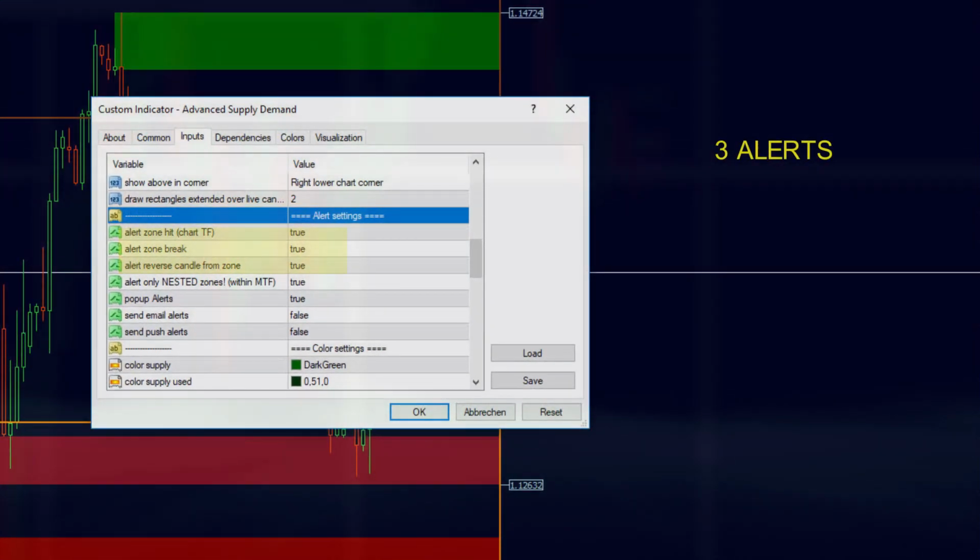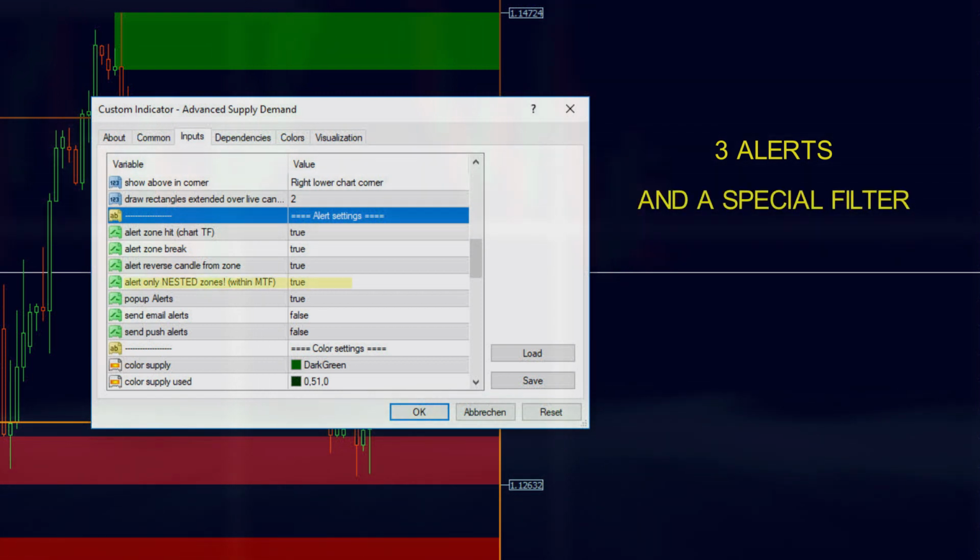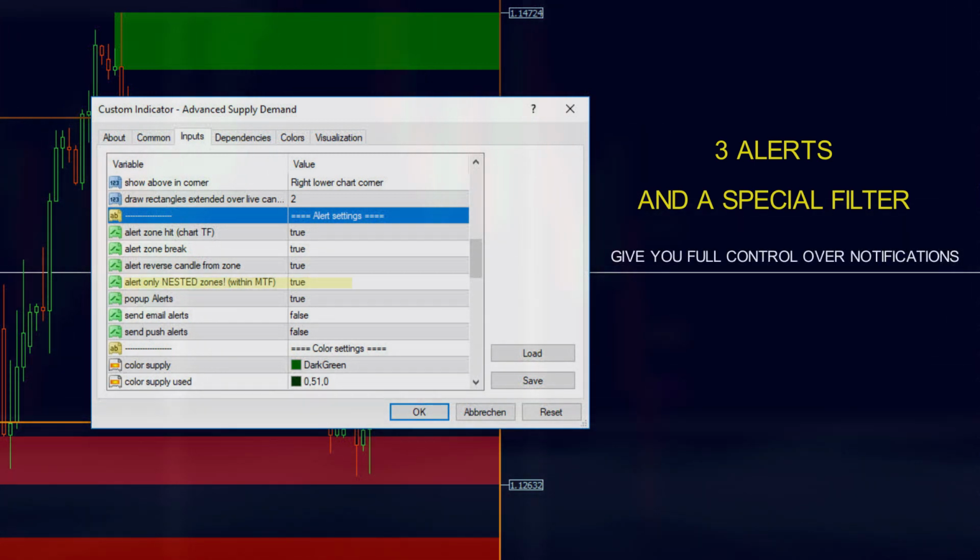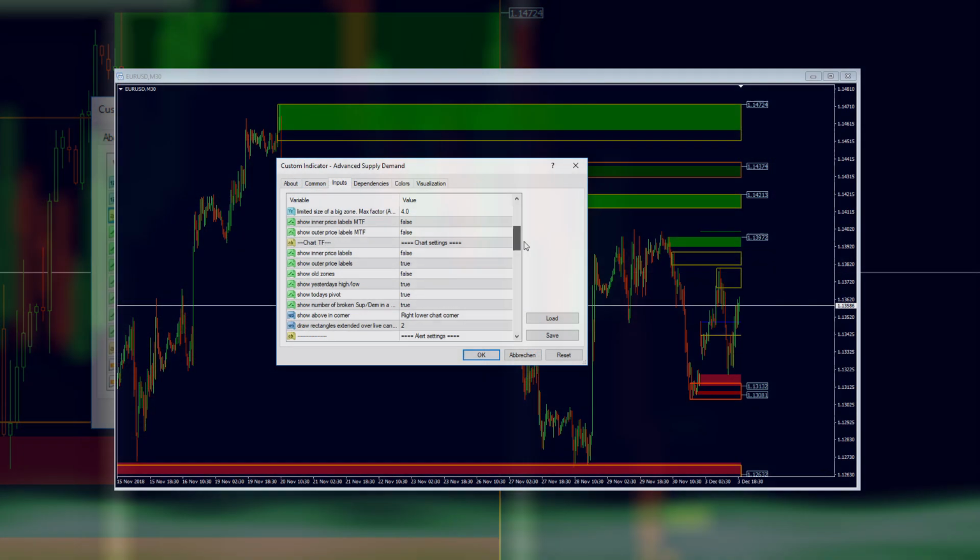The indicator alerts you when a price enters or leaves a zone. The first alert says, "Get ready." Price has entered the zone. The second alert tells you when price is leaving the zone and which direction to trade, long or short. There's also an alert for nested zones, in other words, two zones from two time frames that overlap. Nested zones can be stronger, more likely to repel price.